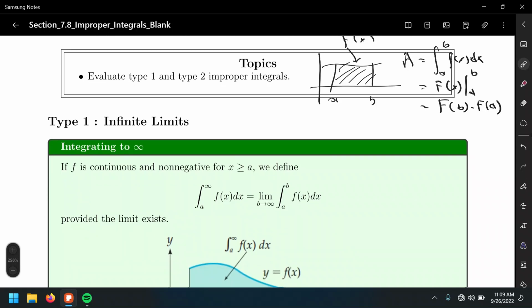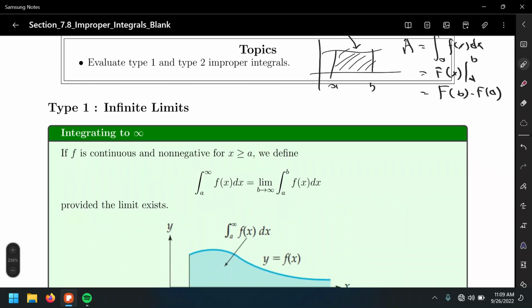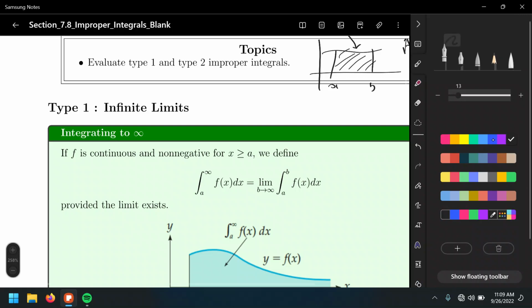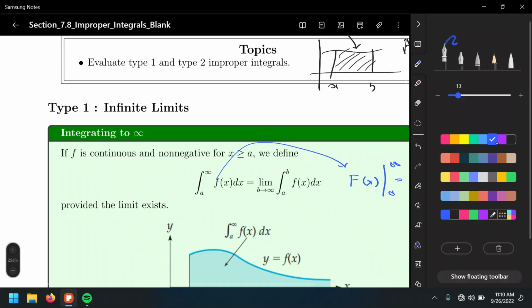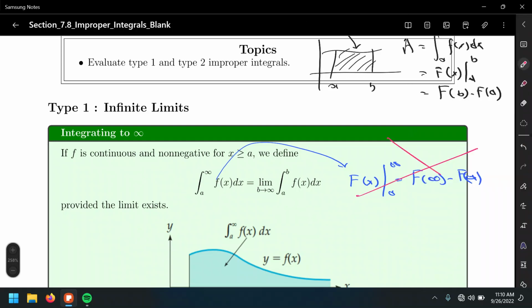Well, when it comes to evaluating an improper integral with one of the limits being infinity, there is an issue with the way we go about the notation. We cannot just go like this: the integral from a to infinity of little f is big F evaluated from a to infinity, and then use the fundamental theorem, F of infinity minus F of a. Unfortunately, that's not what we are supposed to do.